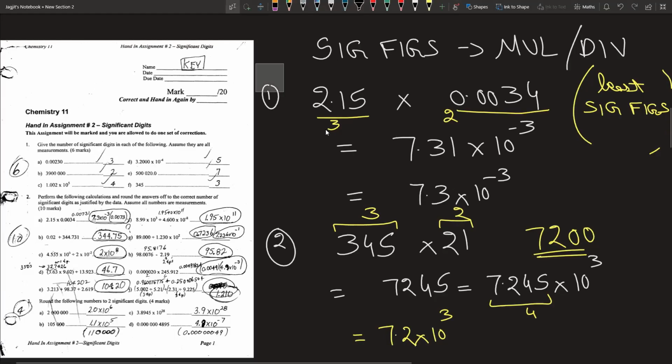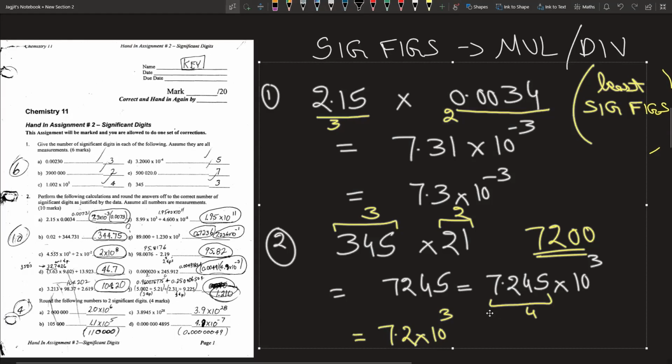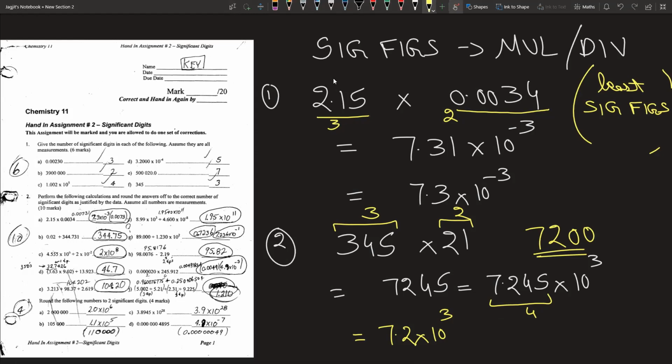Do you guys understand? But for the first one, it only took 1. Oh, we're not supposed to take 2 out? No. Okay, look. How many sig figs are there in 2.15? 3. How many sig figs are there in 0.0034? 2. My answer should only have the least out of those two. So my answer should only have 2 sig figs, correct? Right now I have 7.31. That's 3 sig figs. How do I change it to 2 sig figs? Get rid of this guy. Just write it as 7.3. Okay, got it. That's how you're going to approach these questions.